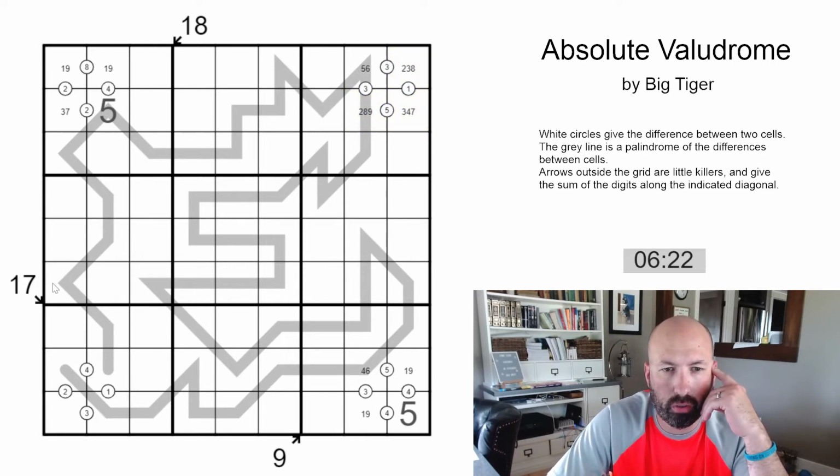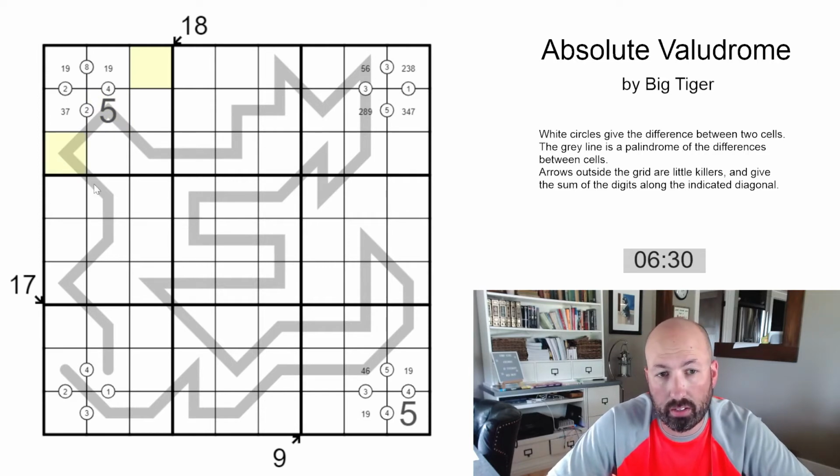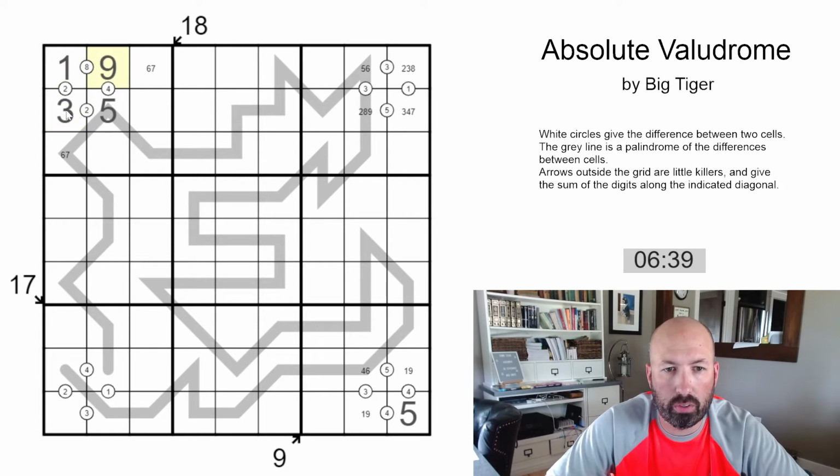Okay, so we also have this 18 little killer up here. We've already got 5, so we need 13 more, and it can't be 9 and 4. Can't be 8 and 5, so it's got to be 6 and 7, because we already have the 9 there, and we've already got the 5 here. 6 and 7, so that makes this a 3 and a 1 and a 9. And these are 2, 4, and 8.